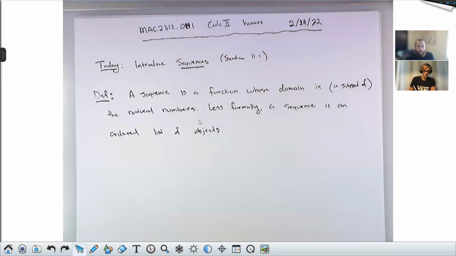And again, those objects could be anything. For us, at least most of the time, they will be numbers, right? Because we generally study functions that take in numbers and spit out numbers. But like I said, you could have a sequence of chairs or pens or students. One other very important type of sequence is sequences of functions. So you have a first function, a second function, a third function. I could have a list of functions.